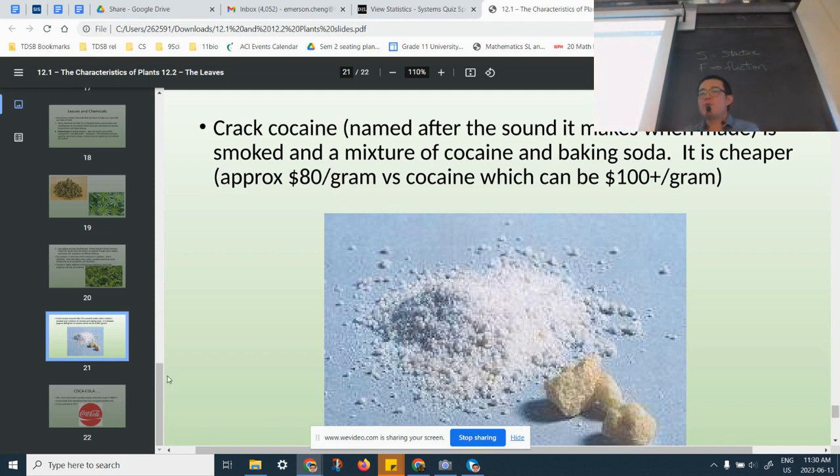Combining it with baking soda, a weak base, will change the structure of the cocaine, and that structure will allow the molecule to go through the blood-brain barrier a lot easier and faster. Hence, it hits you faster. Okay.